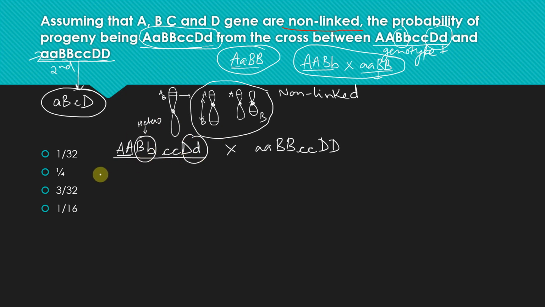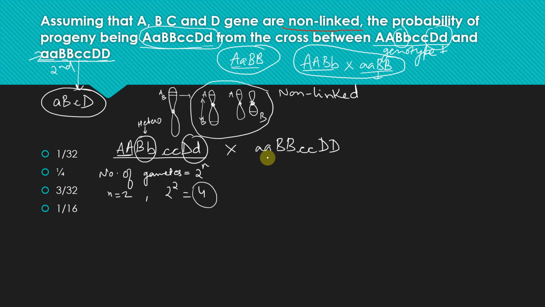So there is a formula for this. The number of gametes from this particular parent will be 2 to the power n, where n is the number of heterozygous alleles present. So the number of heterozygous is what? 2, right? So n is equal to 2. So what will 2 to the power n be? It will be 4. So that means from this particular parent we'll get 4 possible gametes.